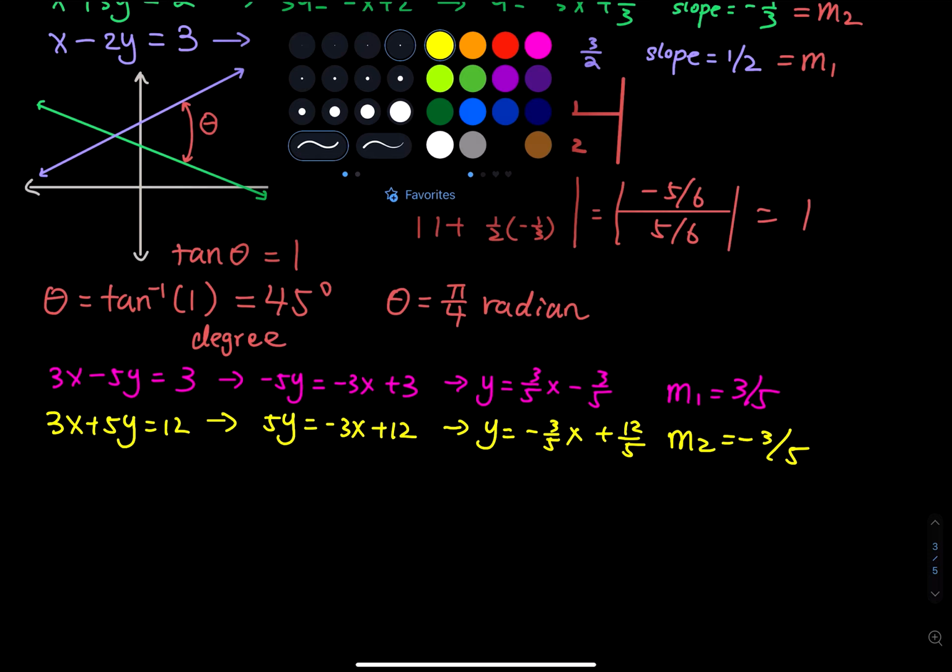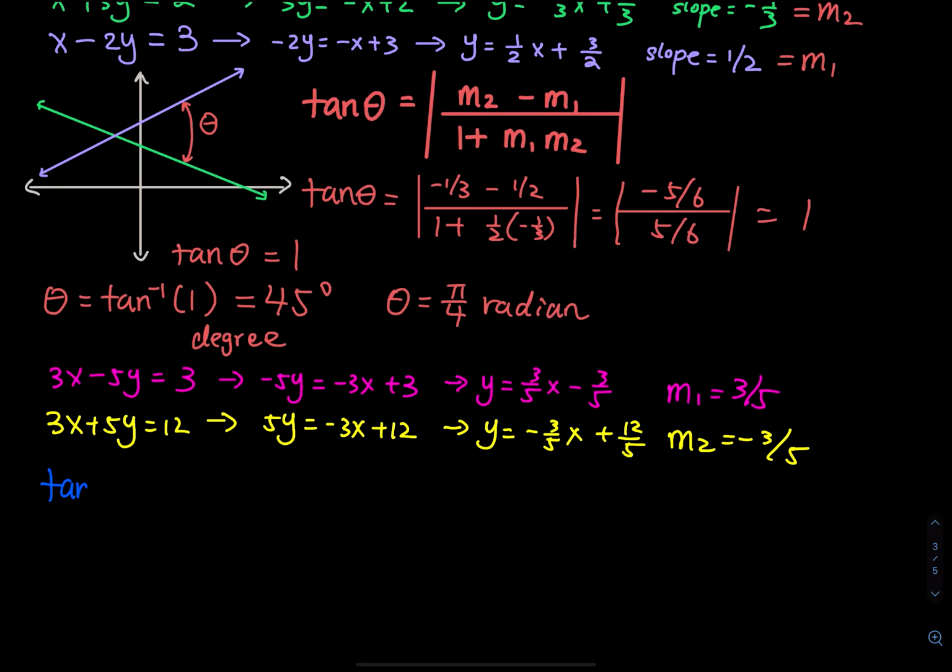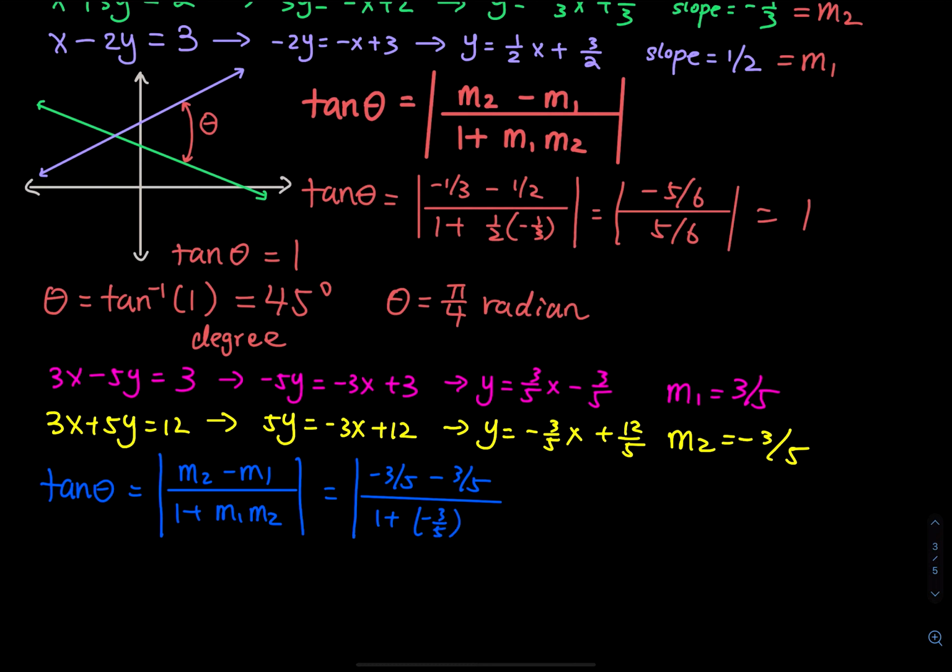Let's just use a different color. So we have tangent theta equals, let's copy the formula one more time, m2 minus m1, divided by 1 plus the product. Okay, so m2 is negative 3 over 5, minus m1, 3 over 5, divided by 1 plus their product, negative 3 over 5 times 3 over 5. The top, what you get is negative 6 over 5. How about the denominator? If you clean everything up carefully, you will get 16 over 25.